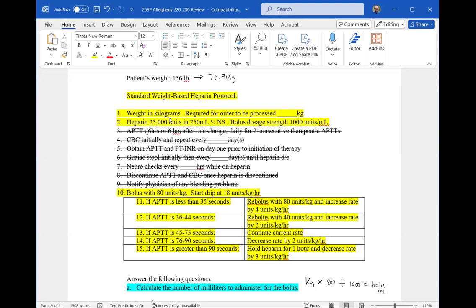Yes. So when I originally read the problem, and you see how number two says 25,000 units and 250 ml, I thought that half right there, is that just like half normal saline? I thought that had something to do with the calculation as well. It does not. It's just telling you that it's 50% normal saline. Okay.